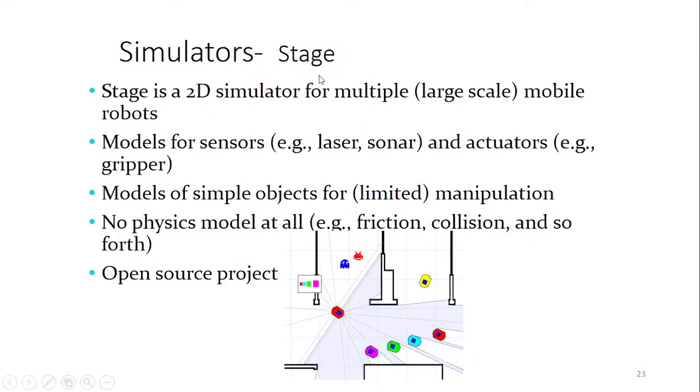Stage is a 2D simulator for multiple mobile robots, with models for sensors, laser, sonar, and actuators. All these things are available in the simulator. Then there are models for simple objects with limited manipulation, like an arm. But there is no physical model at all, for example friction, collision, and so forth. No physical models are available. Collision, friction, all those things are not available. It's an open source project.